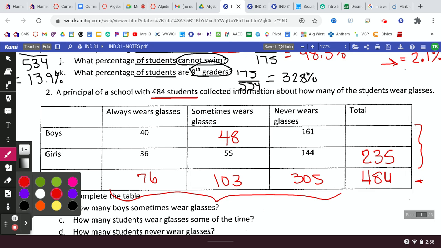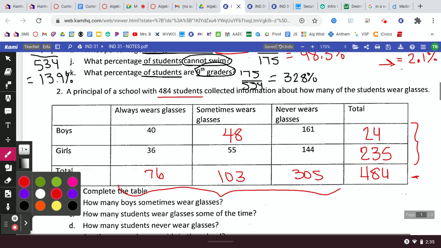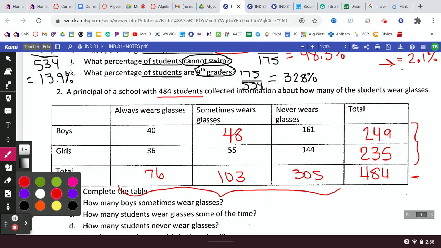So if we first add up the boys, we have 40 plus 48 plus 161. That gives us 249. Whoops. And then if we check ourselves, 249 plus the number of girls that we have in the school, if we did it right, should equal 484, and it does. So that tells us that our table is all filled in with all the proper numbers.